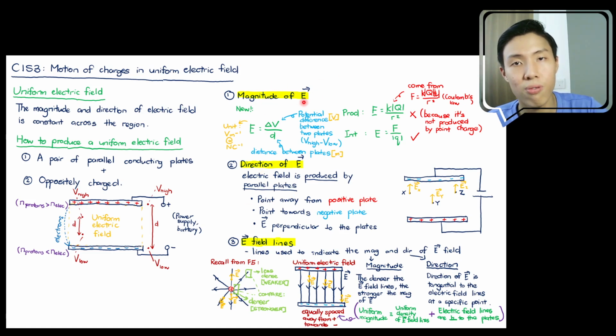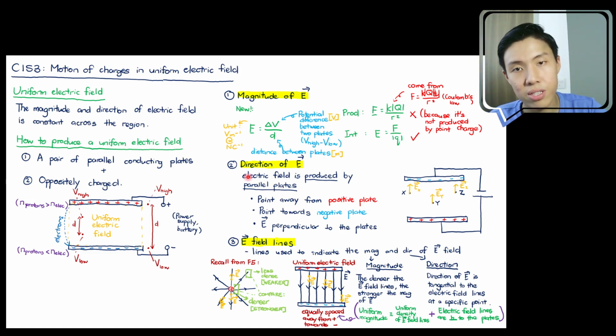For the magnitude of electric field, you know that this equation is not usable anymore. You have a new equation, in which you take the potential difference V high minus V low, divided by the distance between V high and V low. From there, you are able to get the electric field magnitude. And you know that for the magnitude of electric field, we have two different units, both usable: volt per meter or Newton per coulomb.